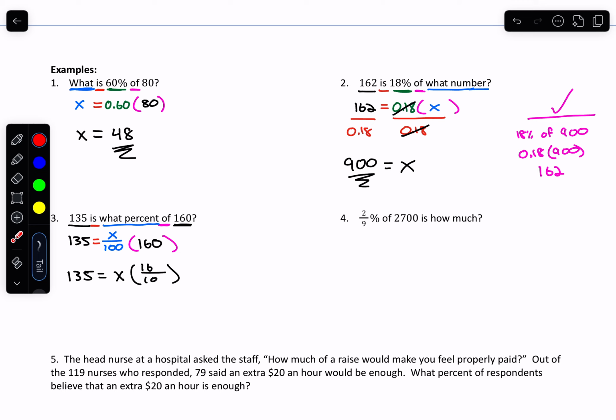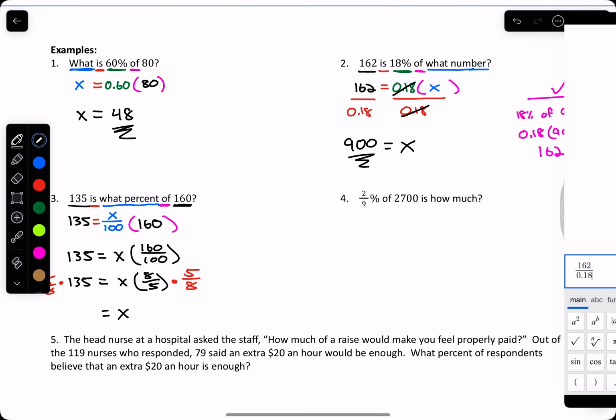And we could even reduce that farther. So I'm going to show you both steps. I'm going to leave it as 160 over 100, but we're going to reduce that all the way down. Because we had 16 over 10, that's really 8 over 5. So 160 over 100 reduces to 8 over 5. And then all we have to do to solve is multiply both sides by the reciprocal, which is 5 over 8. So if we multiply both sides by 5 over 8, we're going to end up with x is equal to, and then on the other side, we'll bring out our calculator to multiply.